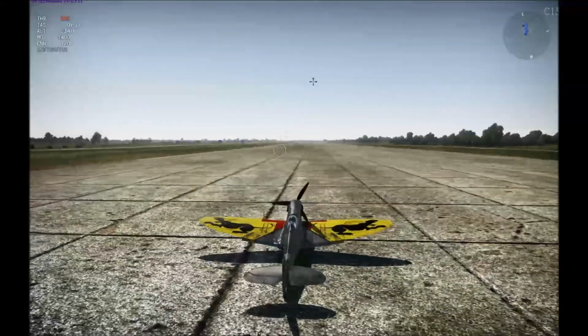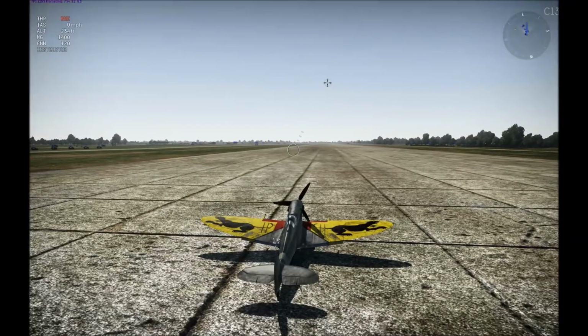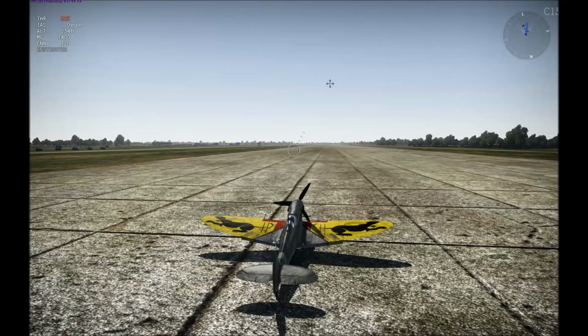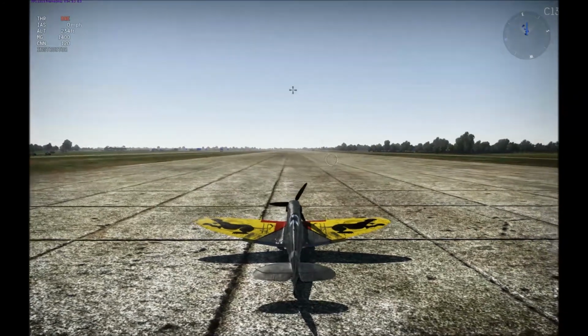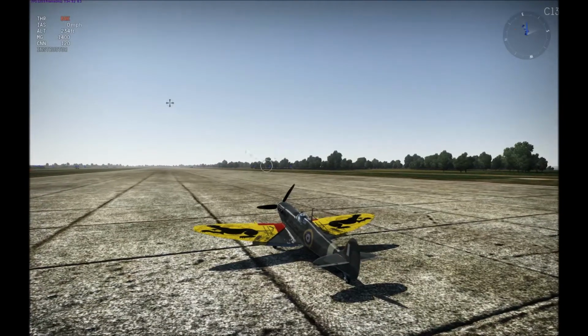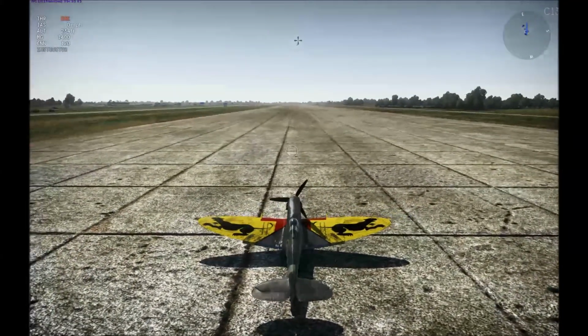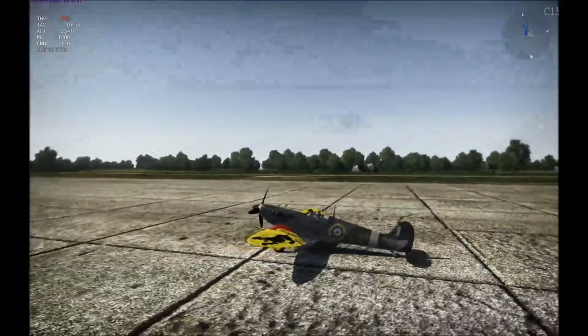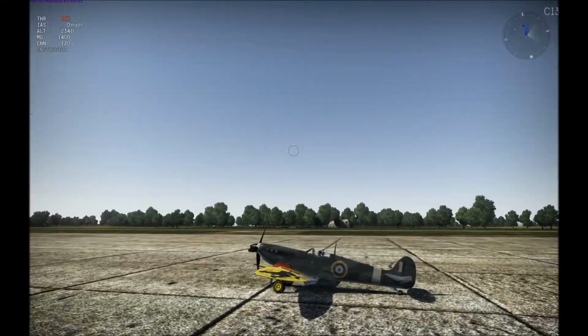So the best example of this is when we're looking at the tail of the aircraft. There's these big panels on the back of the tail. These are called elevators. So what this is going to do is when I pull back on the stick, it's going to make them go up. And you can see them go up right here. So I'm pulling back on the stick and it's pointing up.